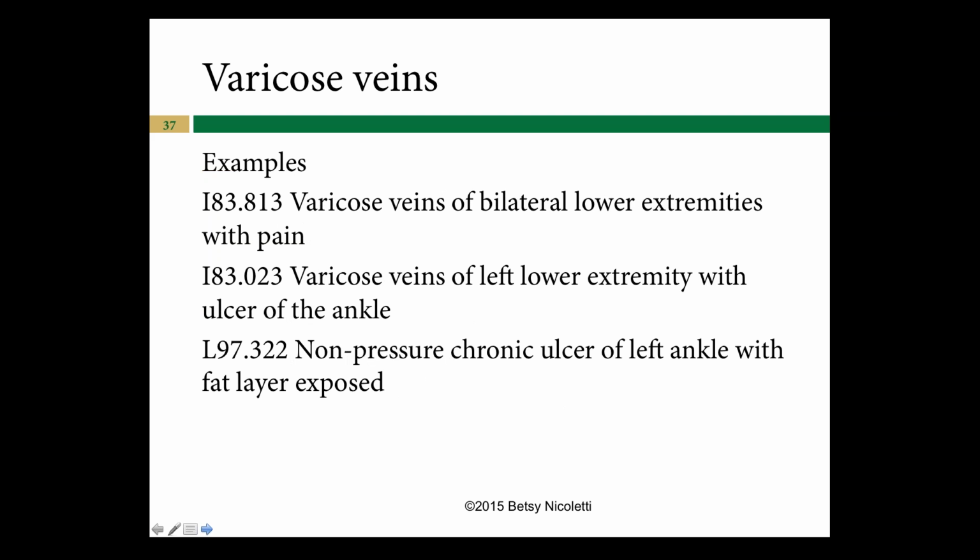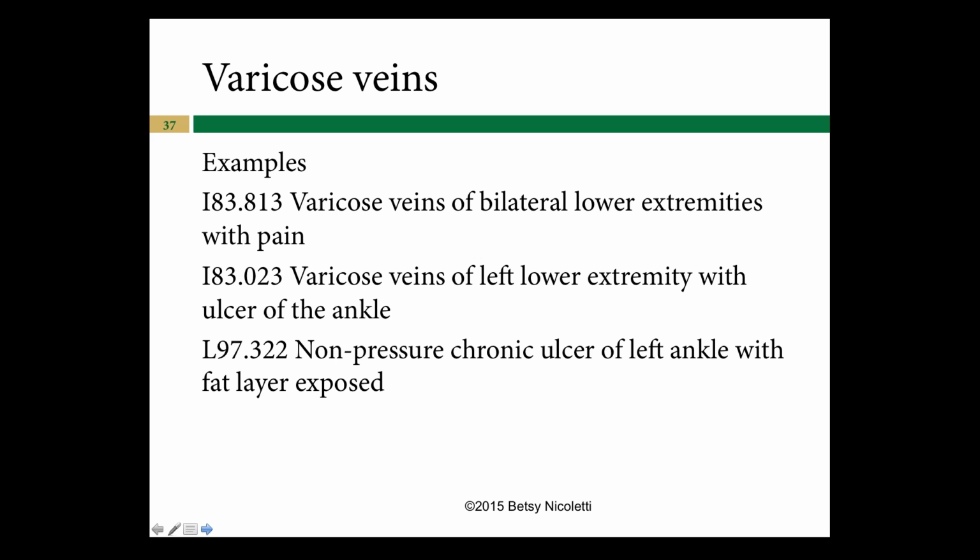I83.813, varicose veins of bilateral lower extremities with pain. I83.023, varicose veins of left lower extremity with ulcer of the ankle. And then, because we have an ulcer, we go and code the ulcer. L97.322, non-pressure chronic ulcer of the left ankle with fat layer exposed. So the ulcer codes increase because we have increased specificity for location, and the staging is built into the ulcer code.